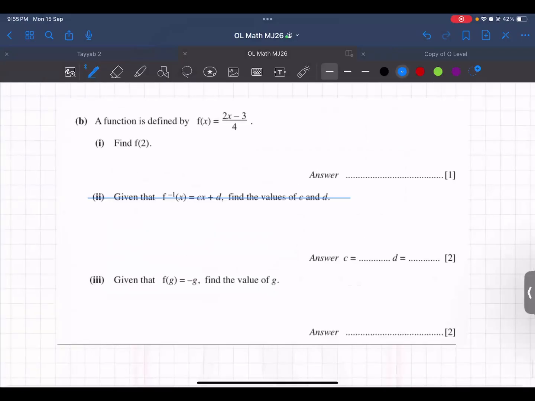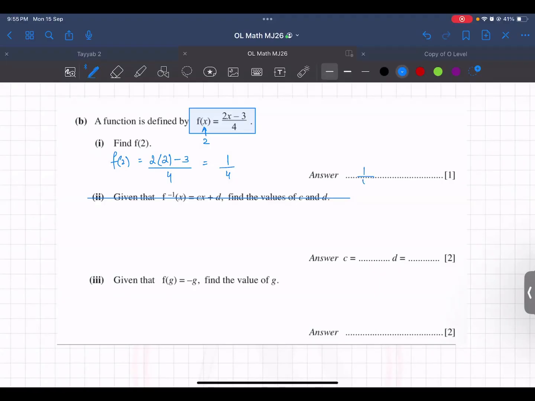Part B, a function is defined by, they have given you the function. Look, the domain is x, the range is fx. Don't forget this. Then they're asking you to find f2. So they have just replaced the value of x as 2 over here. So f2 will be 2 times 2 minus 3 upon 4. 1/4, yeah, simple. 1 upon 4, 0.25. You just replace wherever you had x with 2.